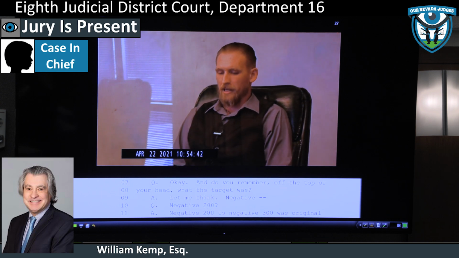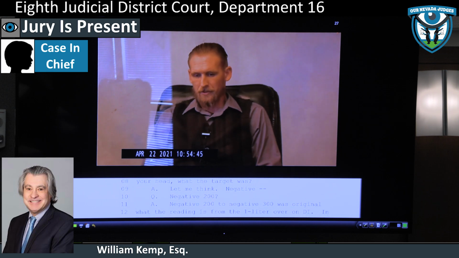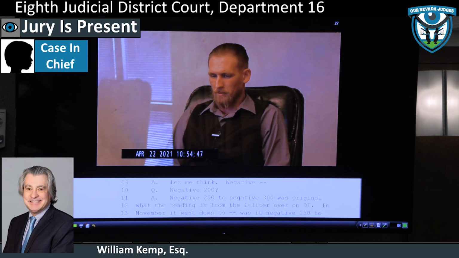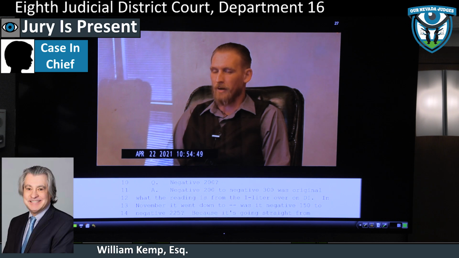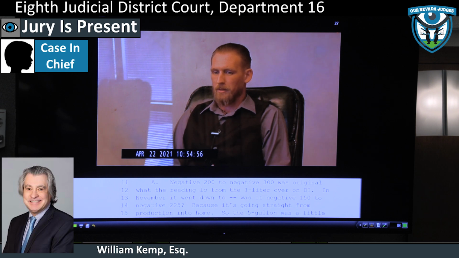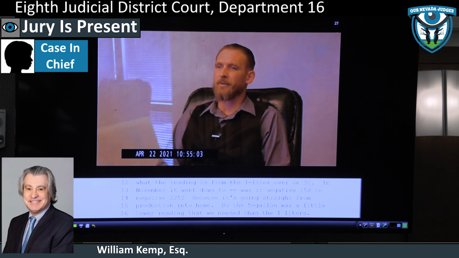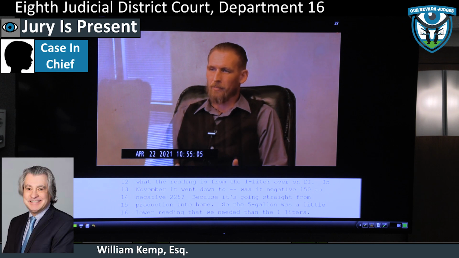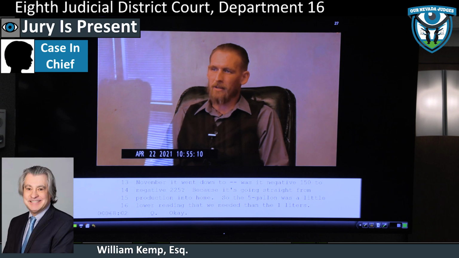Let me think. Negative 200? Negative 200 to negative 300 was the original, what the reading is from the 1 liter over in DI. In November, it went down to negative 150 to negative 225 because it's going straight from production into home. So the 5 gallon was a little lower reading that we needed than the 1 liters.